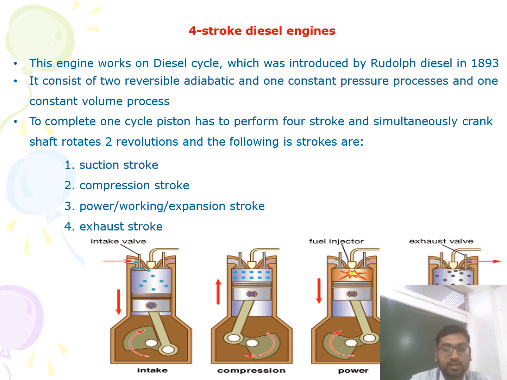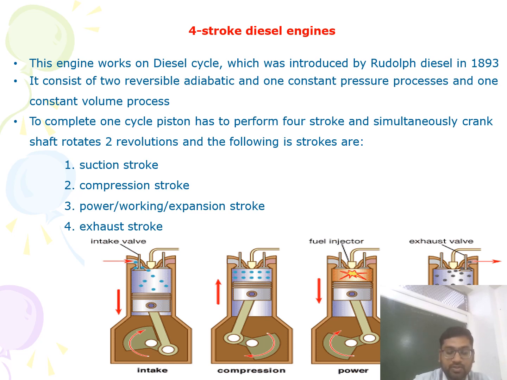Second stroke, the compression stroke. During this stroke, both the inlet and exhaust valves remain closed. The piston moves from bottom dead center to top dead center, and in this stroke the air in the cylinder is compressed. So the pressure and temperature of the air increase. The process of this compression is shown by the 1 to 2 line in this theoretical PV diagram.